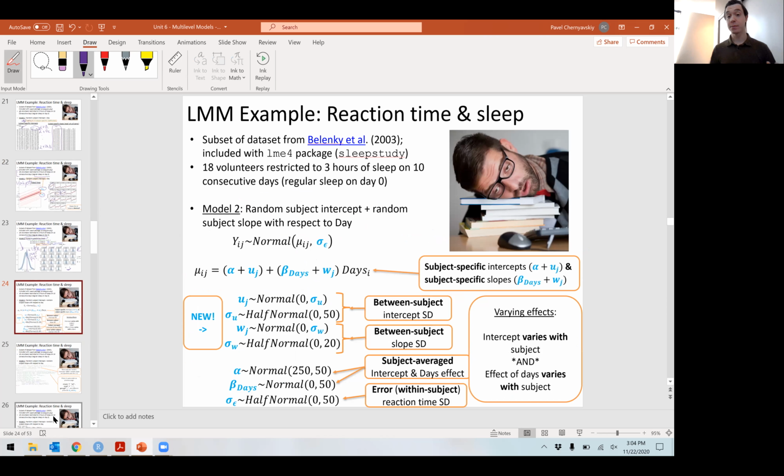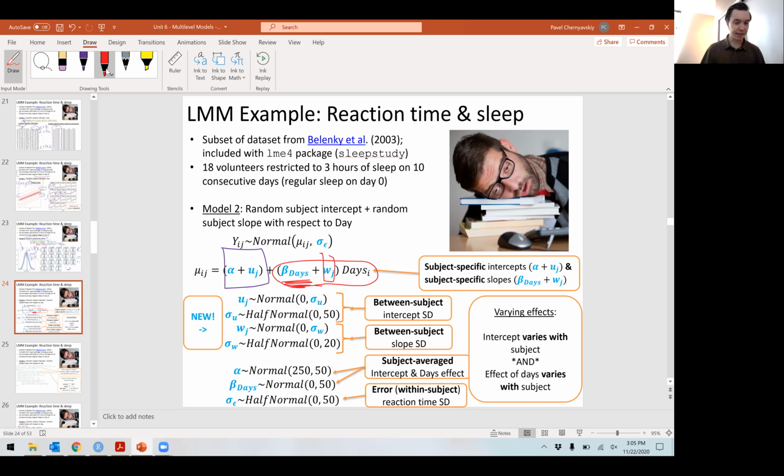So the next big step for us is to be more general. And in addition to the random intercept, allowing every subject to have their own intercept, also let every subject have their own slope. So conceptually speaking, or even scientifically speaking, in terms of sleep science, lack of sleep will affect subjects in different ways.